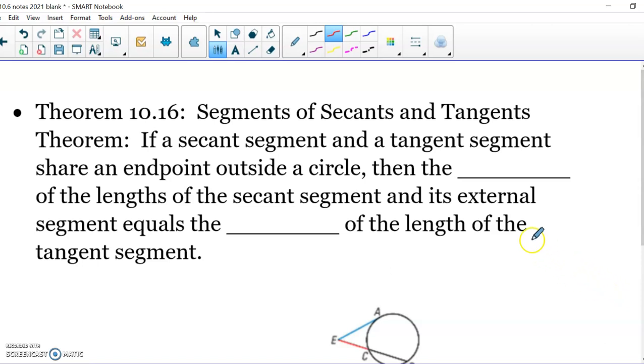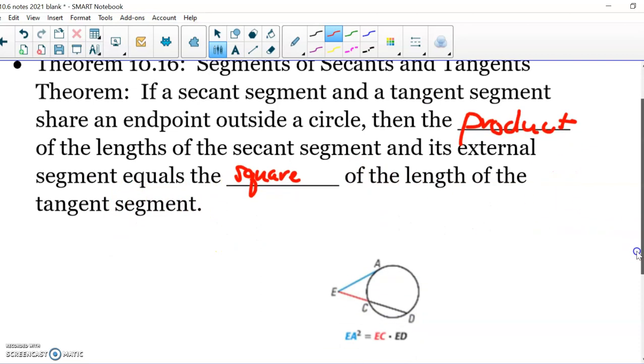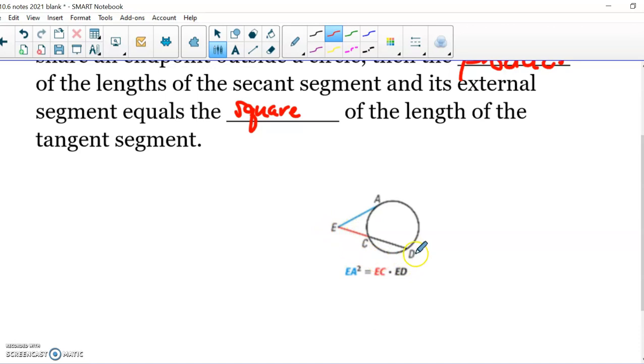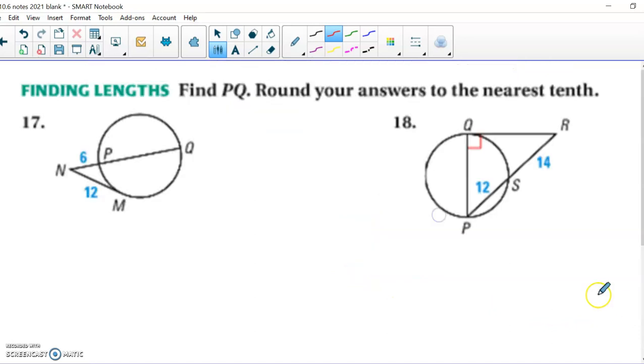All right, one more rule. This time we have a tangent segment and a secant segment. It says if a secant segment and a tangent segment share an endpoint outside the circle, then the product, again, we're going to multiply again, no surprise, of the lengths of the secant segment and its external segment, so again that's the outside times the whole thing, equals, this one's different, the square of the length of the tangent segment. Okay, so we're still going to do the outside times the whole thing, but this time it's equal to the tangent squared.